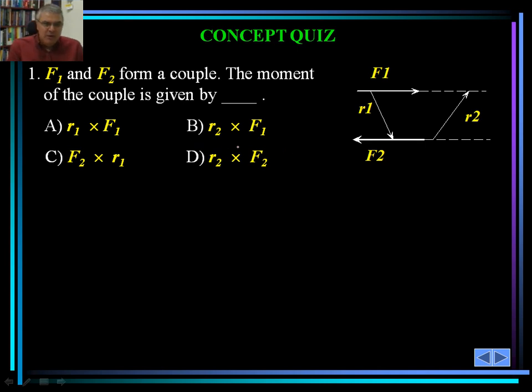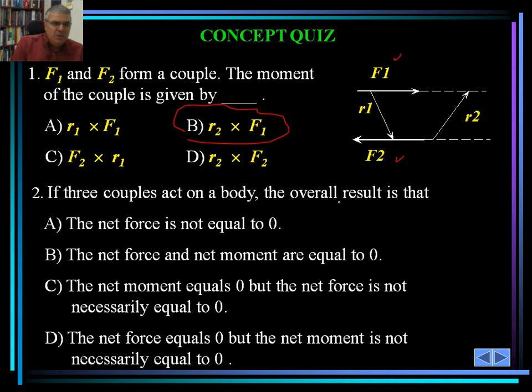In this case, the correct answer is R2 cross F1. If you take a look at the figure, you should be able to determine that. We have force F1 and we have force F2. Remember, it's a free vector, so in order for us to calculate that, we need to use R2 to cross it with F1.